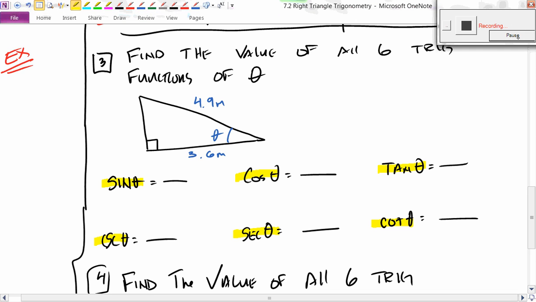So let's go through this. Let me run you through this problem, show you what the deal is. If we identify the angle, let's identify the sides that we have.